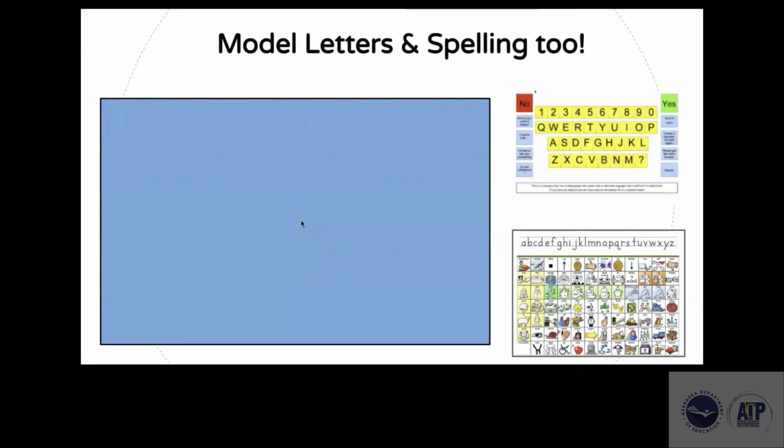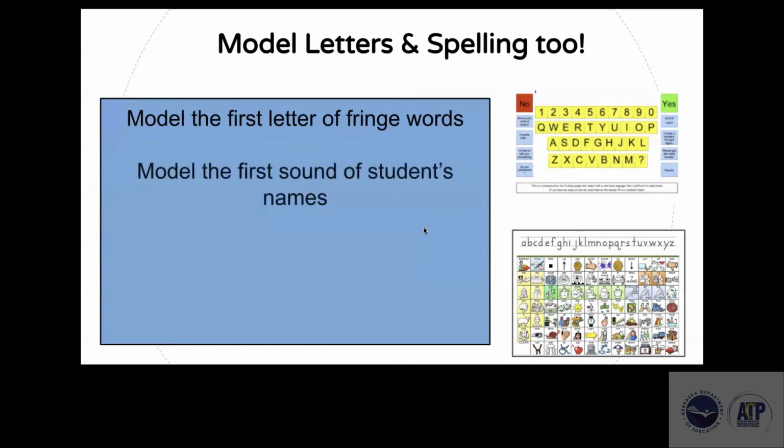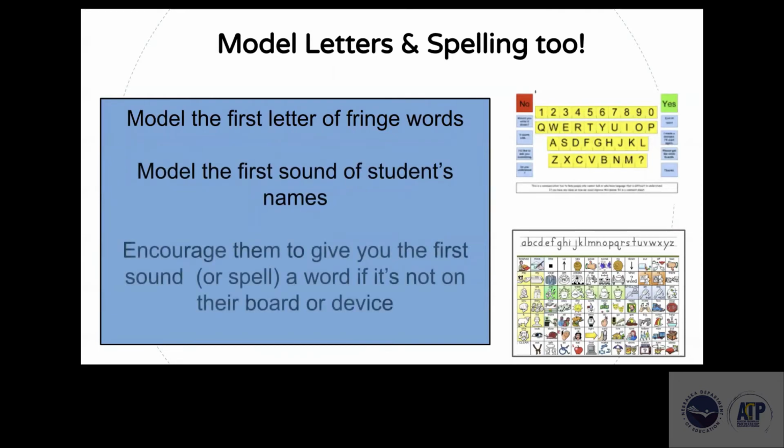Another thing that's so important, because literacy and communication go hand in hand, is modeling letters and spelling too. Make sure the students have access, whether it's low tech or high tech, to a spelling page and a letters page. You can model the first letter of fringe words or even spell them out. You can model the first sound of a student's name or other words. And then you can always encourage them to even give you the first sound or spell a word if it's not on their board or device.